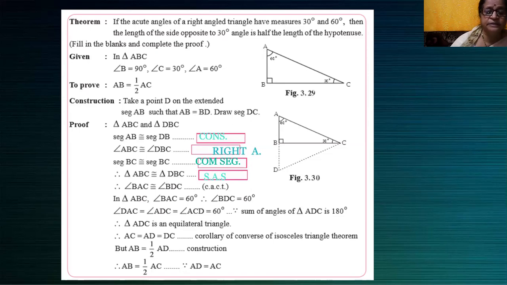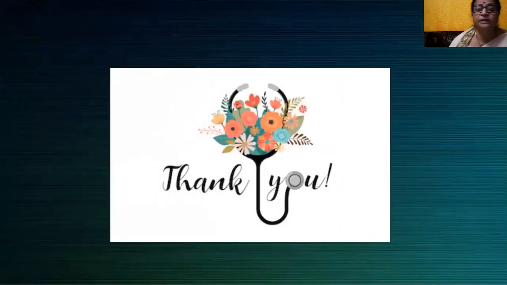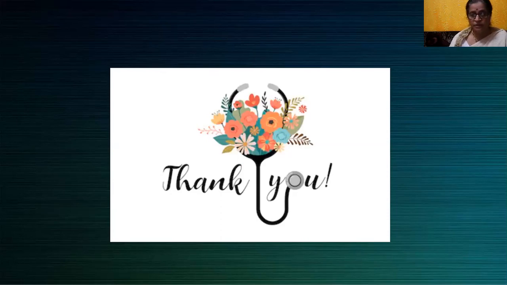You write this theorem; activities are given in this book. You have to solve those activities. Do it yourself, test the set square of your compass box, and study thoroughly.